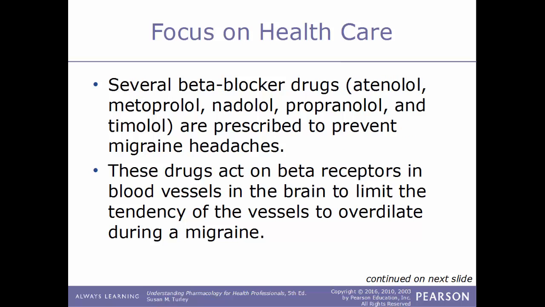Several beta blocker drugs, such as atenolol, metoprolol, nadolol, propranolol, and timolol, are prescribed to prevent migraine headaches. These drugs act on beta receptors in blood vessels in the brain to limit the tendency of the vessels to overdilate during a migraine.